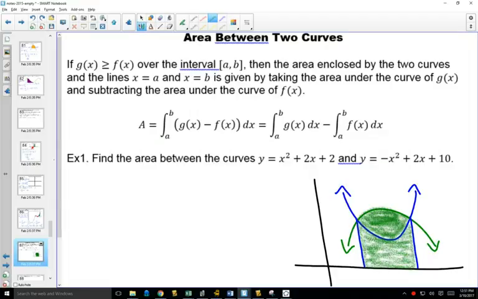Perfect. That would be the area under the green one. What about the blue one? Well, I'll color the area under the blue one in blue. Nice. And if we took the green area and subtracted the blue area, what would we be left with? Just that area in between.